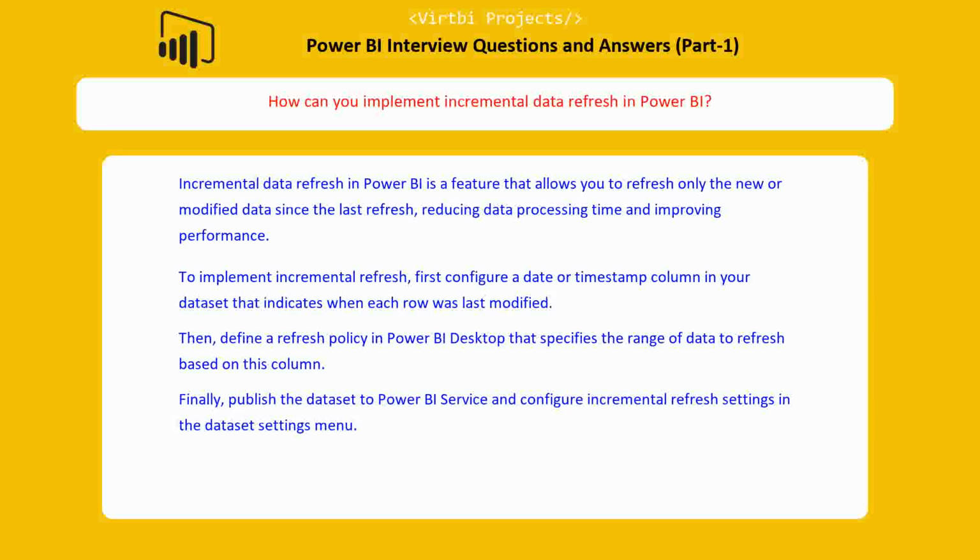Incremental data refresh in Power BI is a feature that allows you to refresh only the new or modified data since the last refresh, reducing data processing time and improving performance. To implement incremental refresh, first configure a date or timestamp column in your dataset that indicates when each row was last modified. Then, define a refresh policy in Power BI Desktop that specifies the range of data to refresh based on this column. Finally, publish the dataset to Power BI Service and configure incremental refresh settings in the Dataset Settings menu.